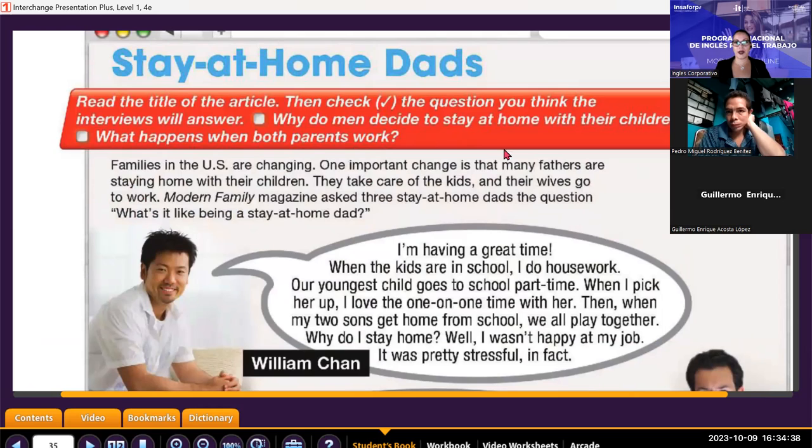Why do men decide to stay at home with their children? What happens when both parents work? Families in the US are changing. One important change is that many fathers are staying home with their children. They take care of the kids and their wives go to work. Modern Family magazine asked three stay-at-home dads the question: how do you like being a stay-at-home dad?